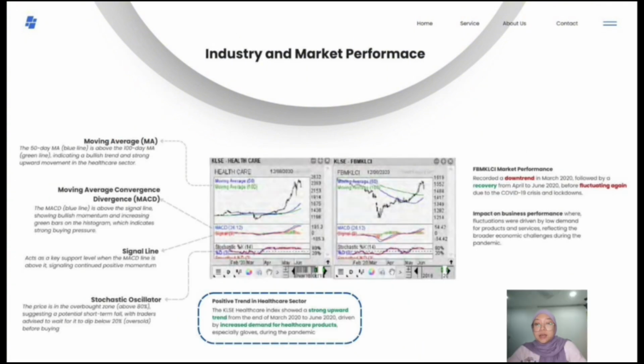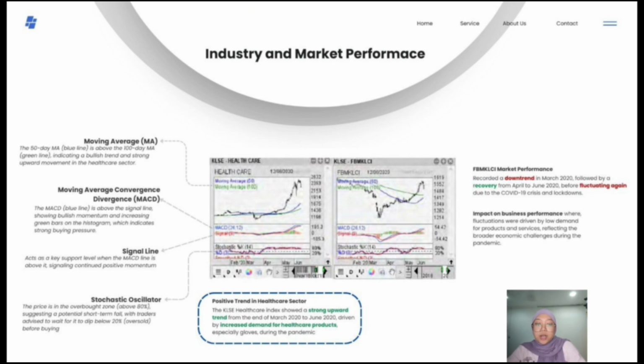As we can see here, there are two types of chart: on the left is healthcare and on the right is FBM KLCI. The FBM KLCI acts as the market performance, which recorded a downtrend in March 2020, followed by a recovery from April to June 2020 before the chart fluctuated again due to COVID-19 and the lockdown crisis. We can see its impact on business performance, where fluctuations were driven by low demand for products and services in the market, reflecting the broader economic challenges during the pandemic.